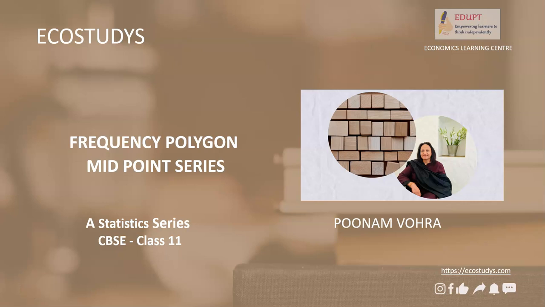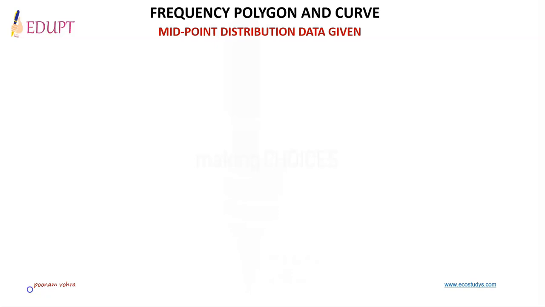Hello everyone. After having understood the construction of frequency polygon with and without histogram, now the focus is on construction of frequency polygon when midpoints are given. Let us understand how a frequency polygon can be made when midpoint distribution data is given. Now let us understand how a frequency polygon can be constructed when only midpoint data is given to us.